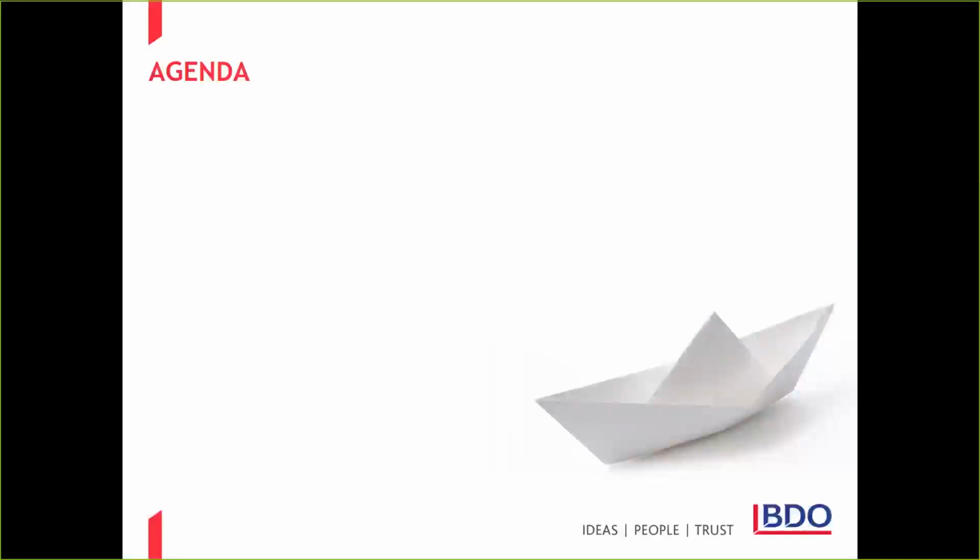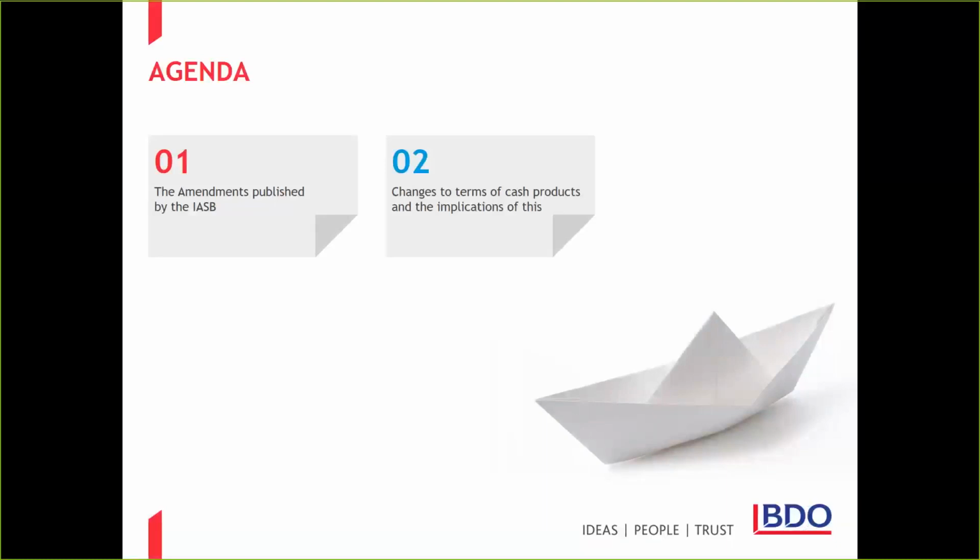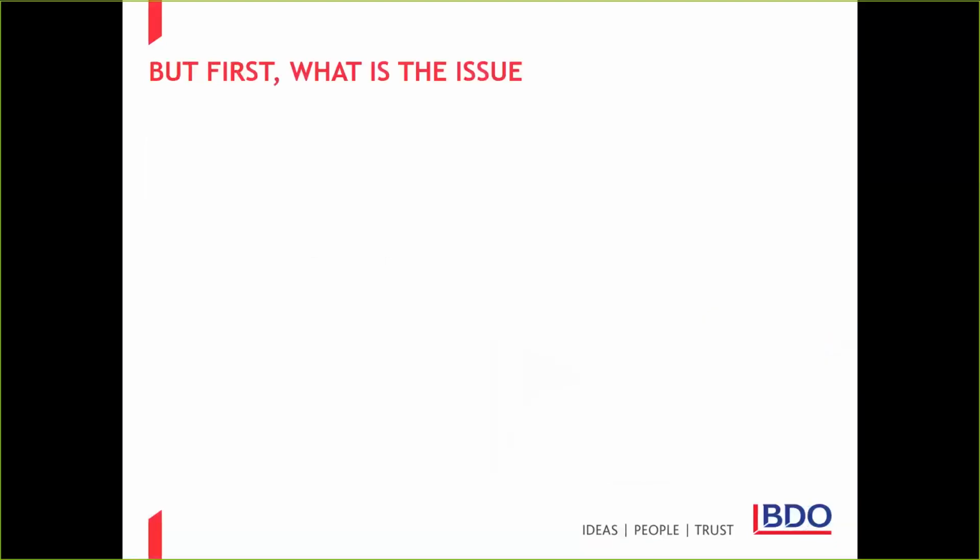Today, I will be talking through 3 areas that relate to interest rate benchmark reform. These are the amendments published by the IASB, the implications of interest rate benchmark reform on cash products, for example, loans receivable and borrowings payable, and the implications of interest rate benchmark reform on other accounting estimates. But first, what is the issue and why are we here?